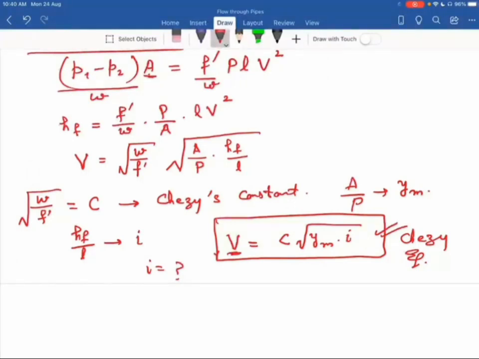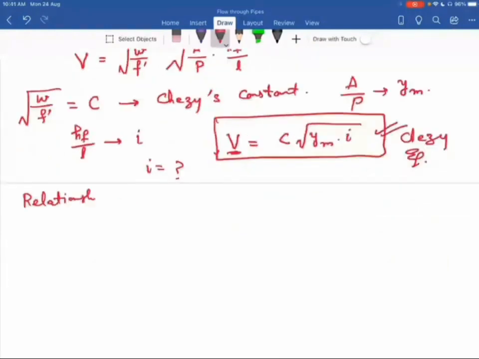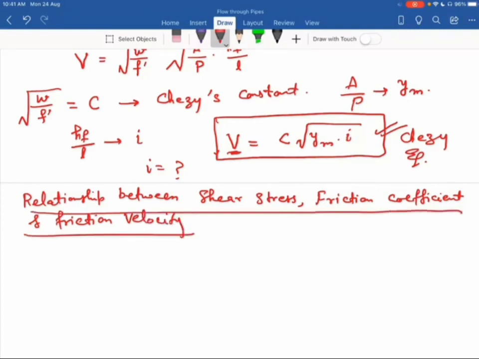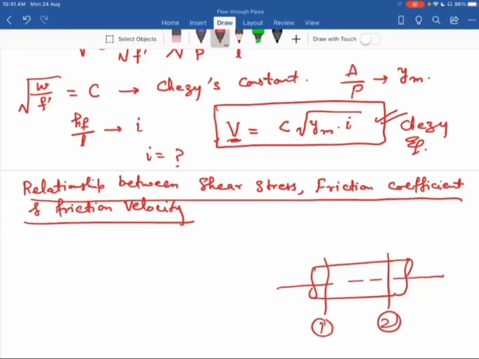Now I am going to write one more relation, that is the relationship between shear stress, friction coefficient, and friction velocity. So say I have a circular pipe. We consider two sections, section 1, section 2. This is the direction of flow. At section 1, pressure intensity P1, here pressure intensity P2.